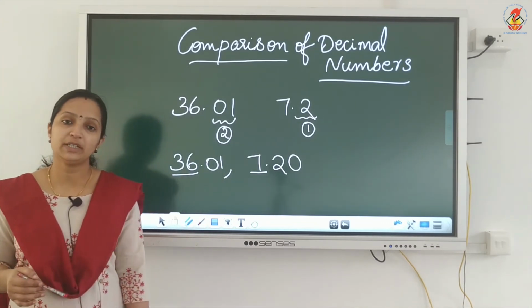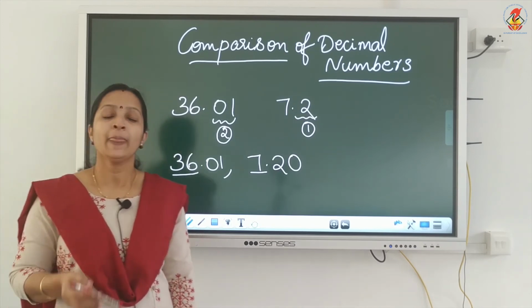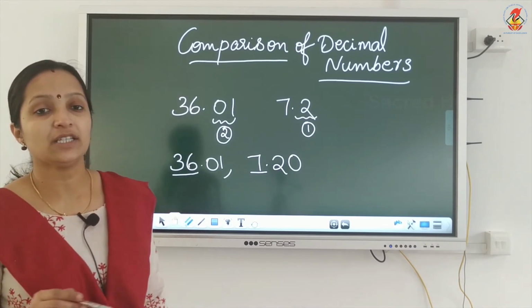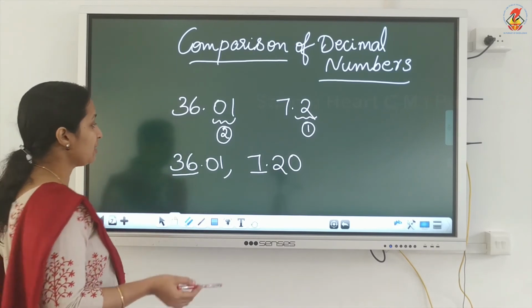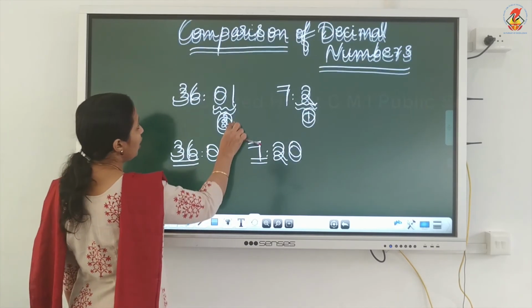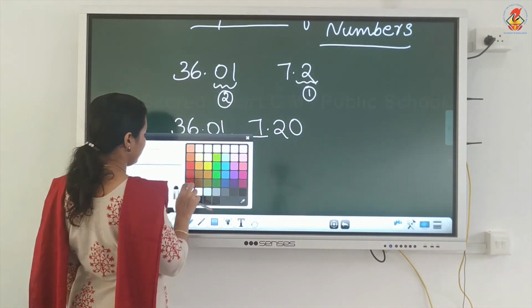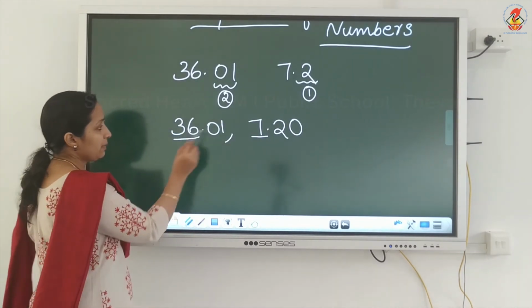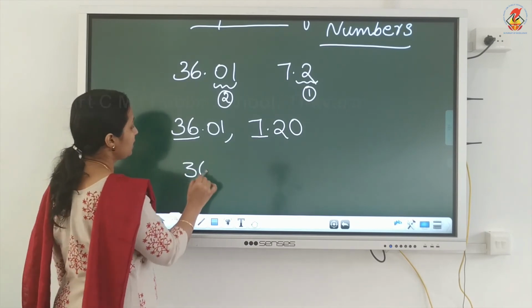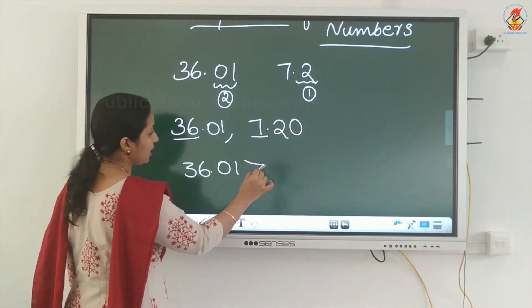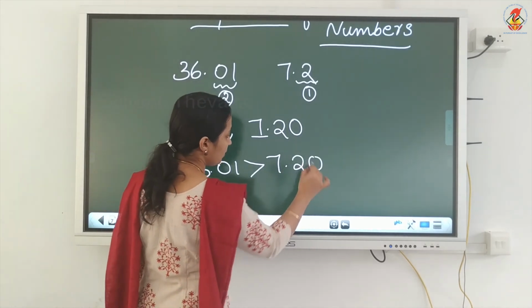After converting them into like decimals, which number is having the greater whole number part, that particular number will be the greatest number. So among these two numbers, which is the greatest number? We can say that 36.01 is greater than 7.20.